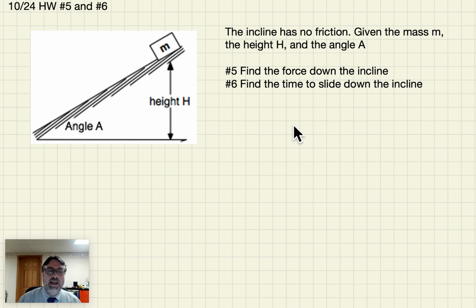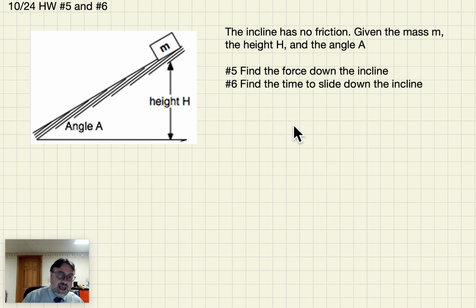Number 6 is the one that involves a little bit more work. That's to find the time it takes to slide down the incline. So let me just get started. Now, I'm using my iPad as a graphing tablet. It's not quite as fancy as one I'm usually working with, so bear with me if my writing is not as crisp as it could be.